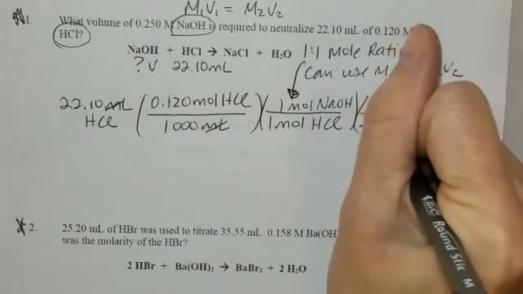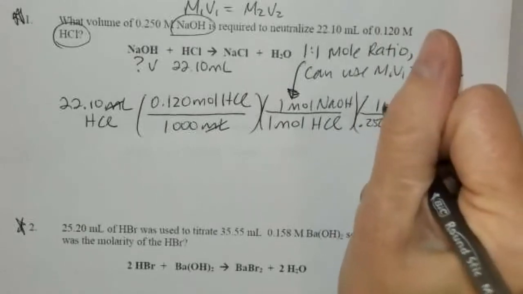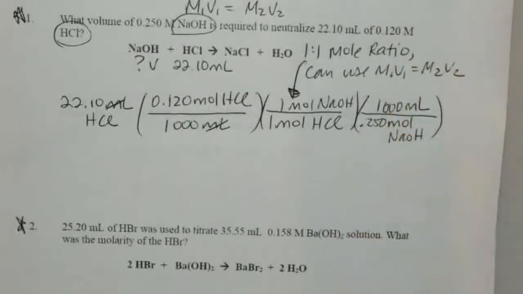So 0.250 moles per liter. It doesn't specify, so I can leave it in liters. If I prefer milliliters, then I can do that too. It really doesn't matter to me. So I'll take the 22.1, multiply by 0.120, divide by 0.25. This way the thousands cancel out.